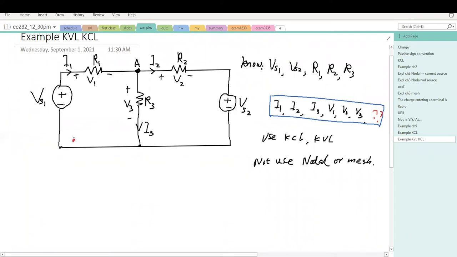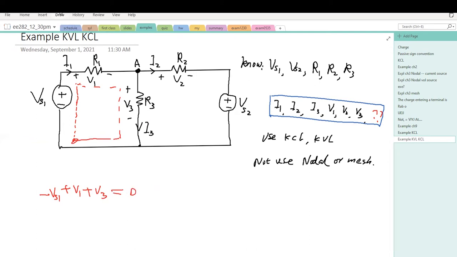Next, I'm going to use KVL on this loop. So I'm going to start walking here. First element is minus Vs1, and then up to here plus V1, and then plus V3, and come back to the same point. We got 0.